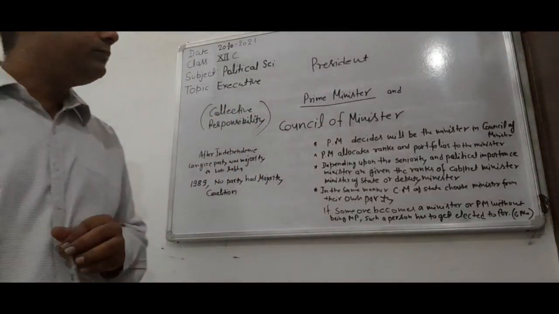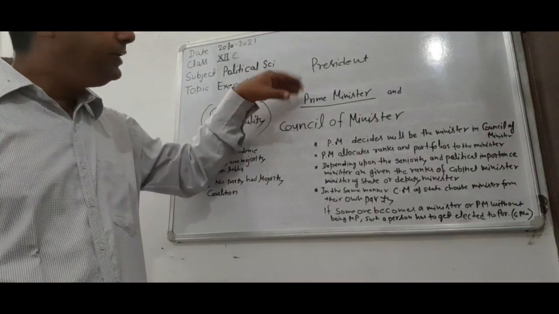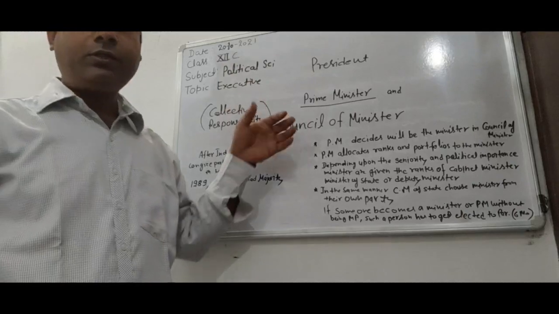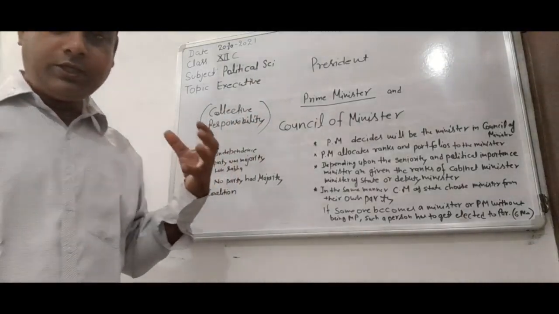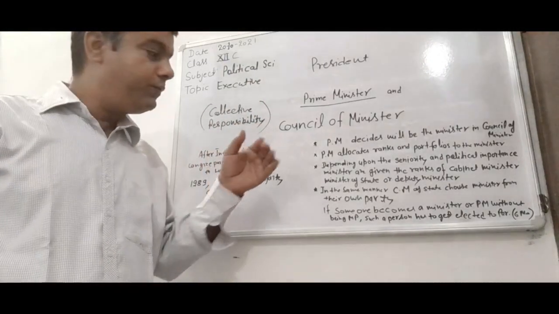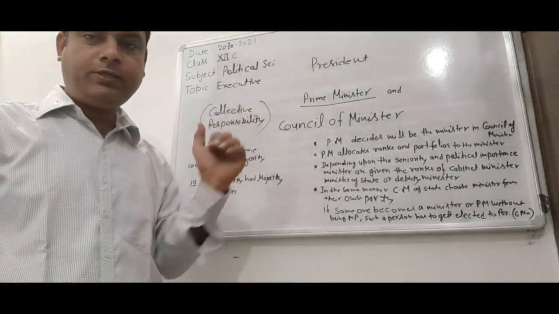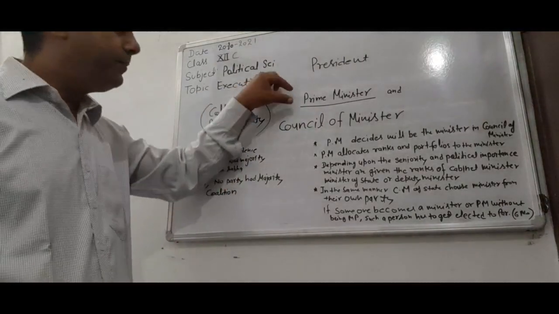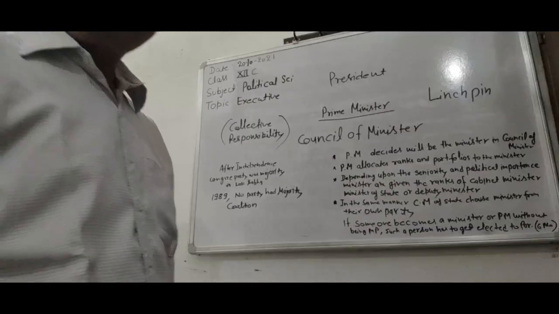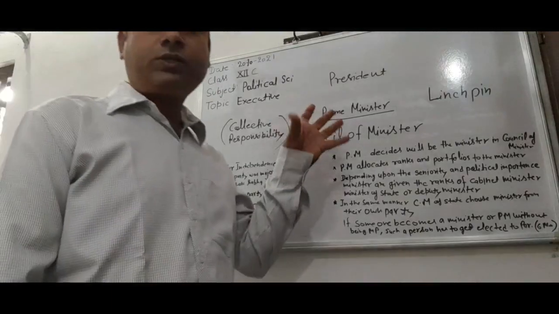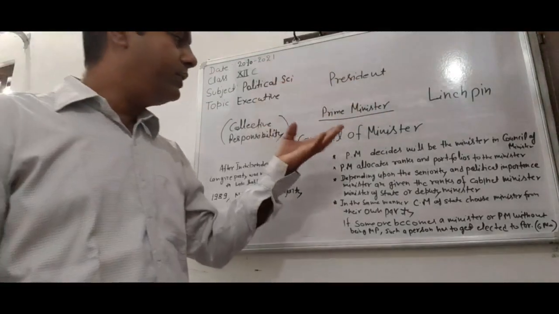And one more thing, class, the Prime Minister works as the mediator between the President and the Council of Ministers, because all the decisions, functions and related information are sent by the Prime Minister from the Council of Ministers to the President. At the same time the Prime Minister works as a communicator. Class, the Prime Minister is working as a link between the President and the Council of Ministers.